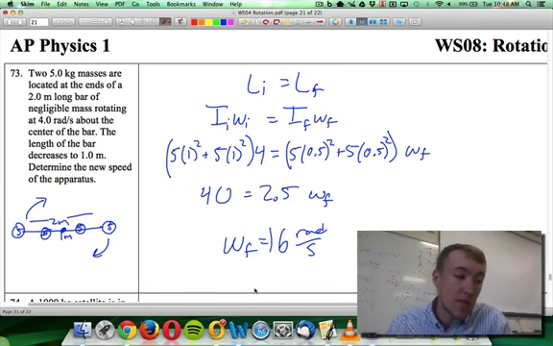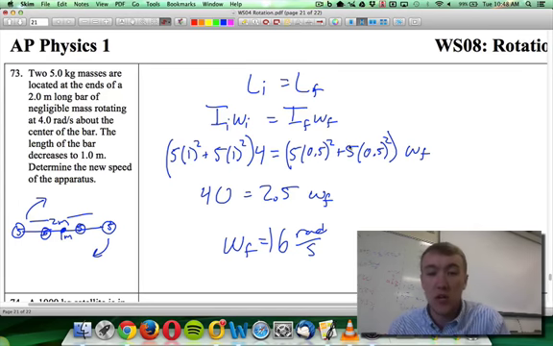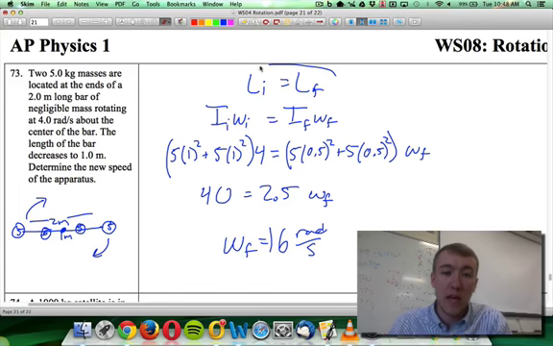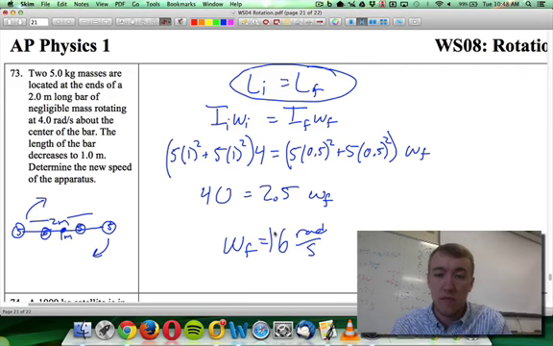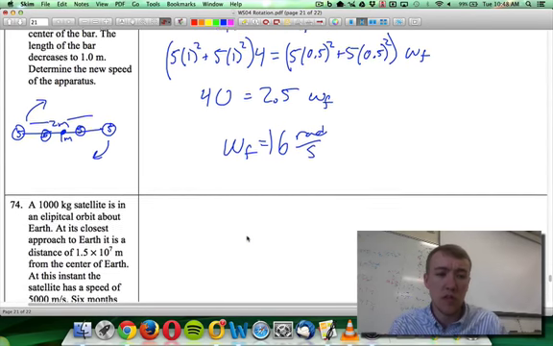Now, if this had asked me to solve for the tangential speed, I could have solved for angular velocity and converted it, or I could have used a different final angular momentum. But the big idea is that angular momentum is conserved. Choose your equations, make sure they're ones that you can solve for everything except for what you're looking for, and solve for that final angular velocity in this case. Let's move on to the next problem.